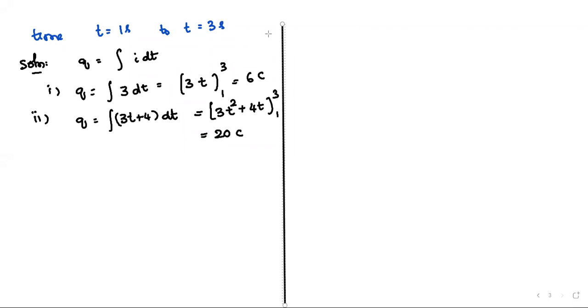And now I am seeing here, oh sorry, just a small mistake. 3t square by 2. Exactly. 3t square by 2 plus 4t. Now in a graph I am seeing the charge flows through a conductor. I mentioned like this.